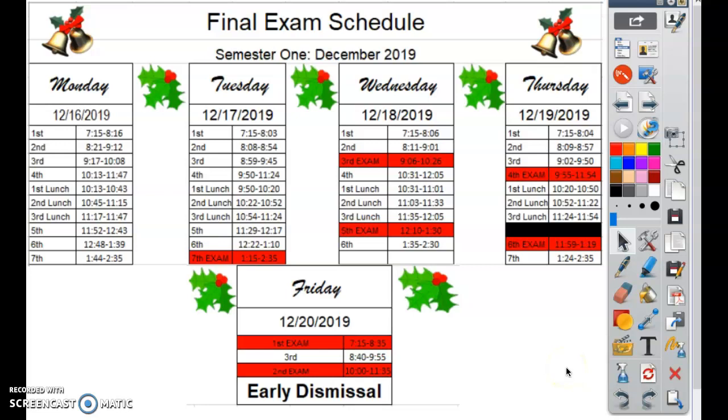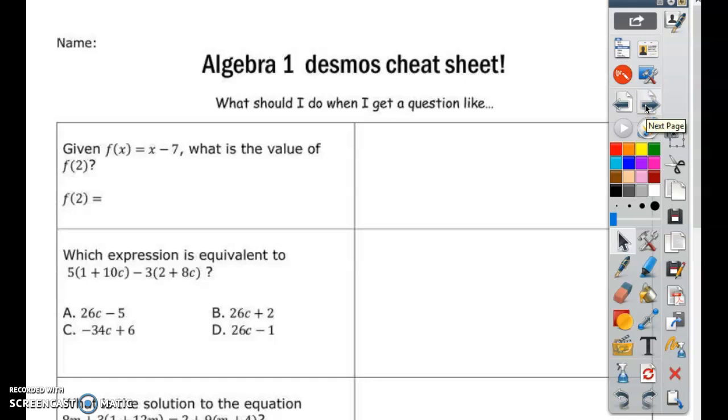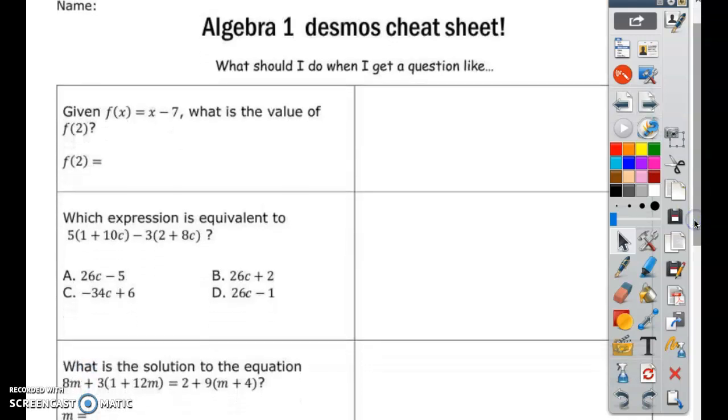We're going to review today and tomorrow, so please pay attention and ask questions if you don't understand something. I created a cheat sheet that we're going to use, not on the test, but for right now, so that we know what to do in different situations. There's going to be a question on the left, and on the right, we're going to write down how we would do it in Desmos. Then we're going to practice it.